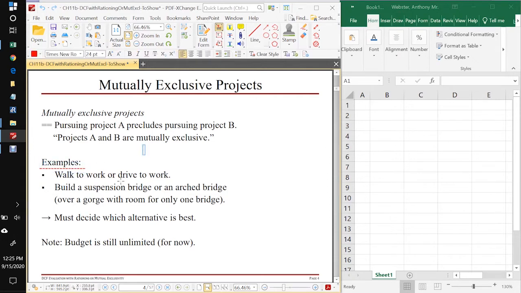Outside of finance, we could say, well, today we can either walk to work or drive to work, but we can't do both. And if we're looking at a gorge over a river with room for only one bridge, and we want to build a bridge across this gorge, we could say, well, we could build a suspension bridge or an arched bridge, but we couldn't build both because there's not room over the gorge. So in all these cases, we have to decide which alternative is best. And we haven't had to do that before because of our assumptions. So for now, let's consider mutually exclusive projects, and let's consider our budget still being unlimited at the time. We can change that later.